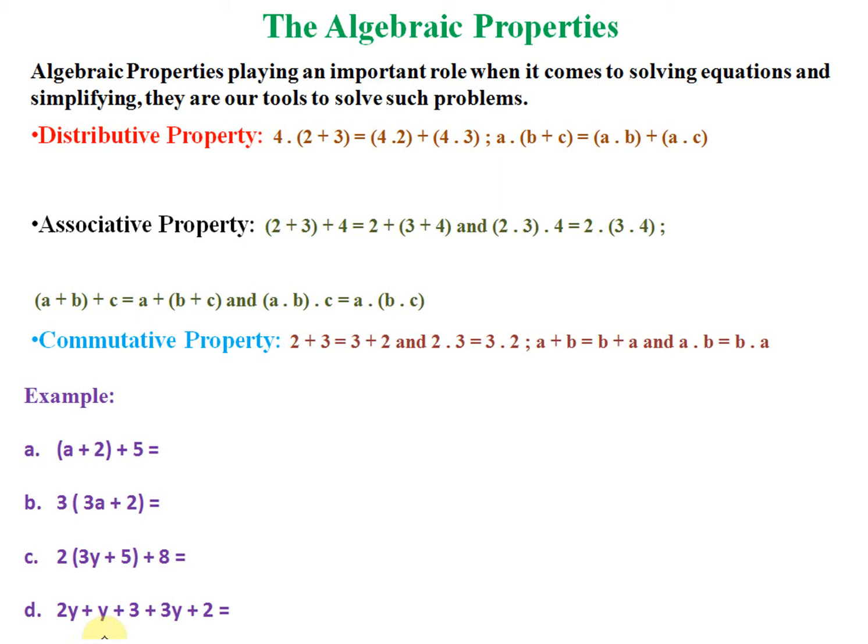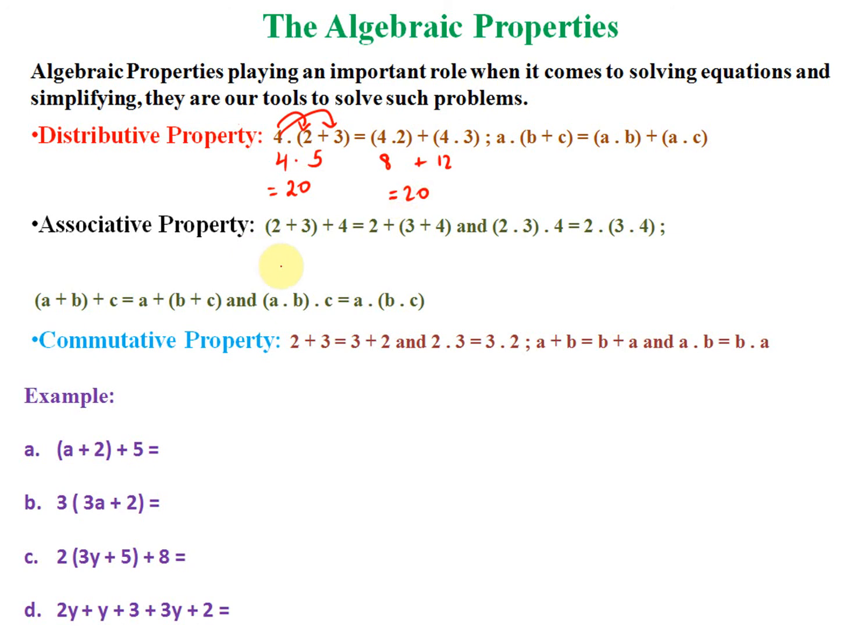Multiplying a sum by a number is the same as adding the products of the numbers. For example, if we add 2 plus 3, which is 5, and then multiply it by 4, that would give me 20. Same if I distribute the 4 inside the parentheses, and the answer would be the same. 4 times 2 is 8, and 4 times 3 is 12. So we have 8 plus 12, and the answer would be 20.